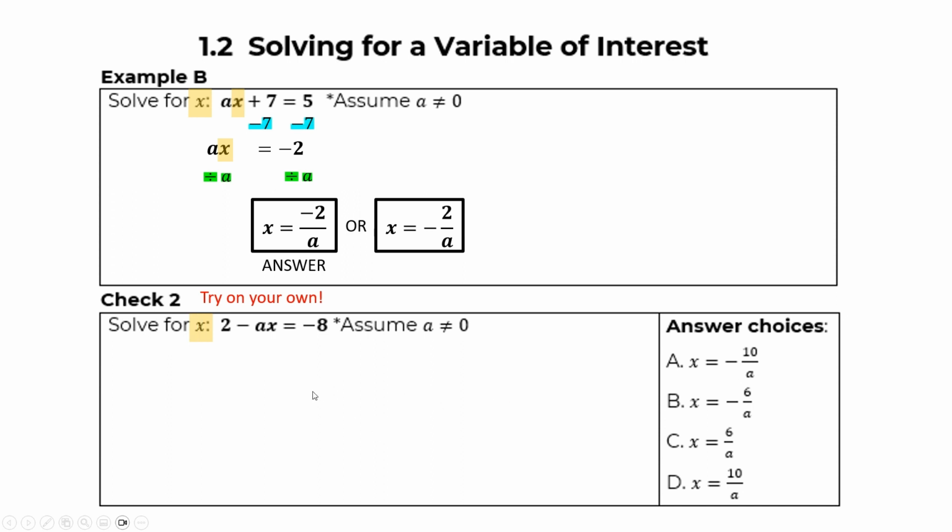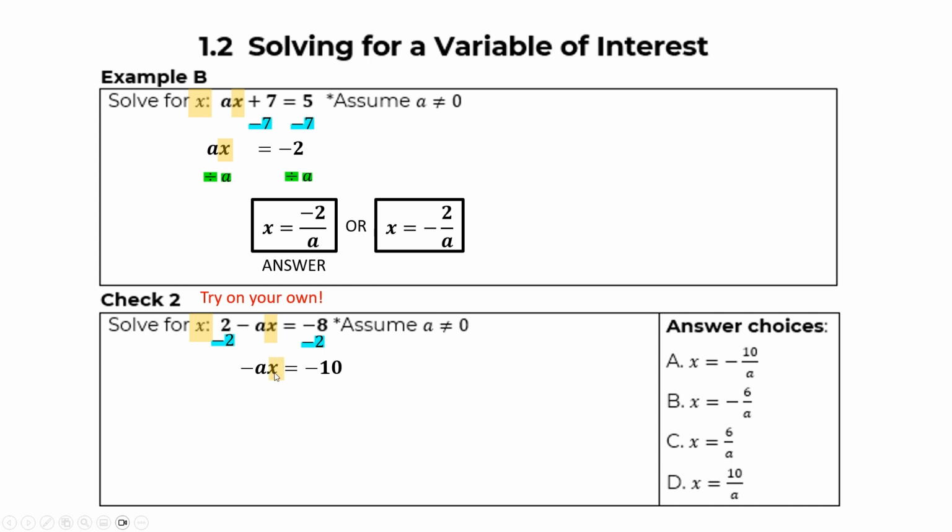All right, so again, we're solving for x. We want to get this x right here by itself. So we're going to rearrange this formula or rearrange this equation in order to get it alone. First thing we're going to do is take care of this 2. Now this 2 is positive, so the only way I can move it across this equal sign is to subtract. So we are going to subtract 2 from both sides. We have negative ax now. Don't forget that this negative sign right here is actually attached to the a, the next term.